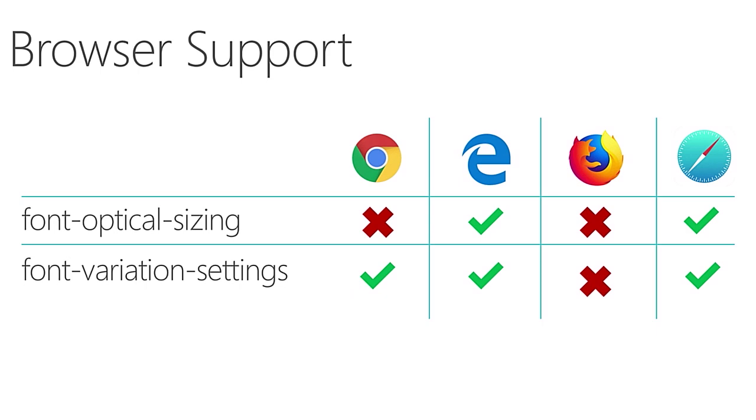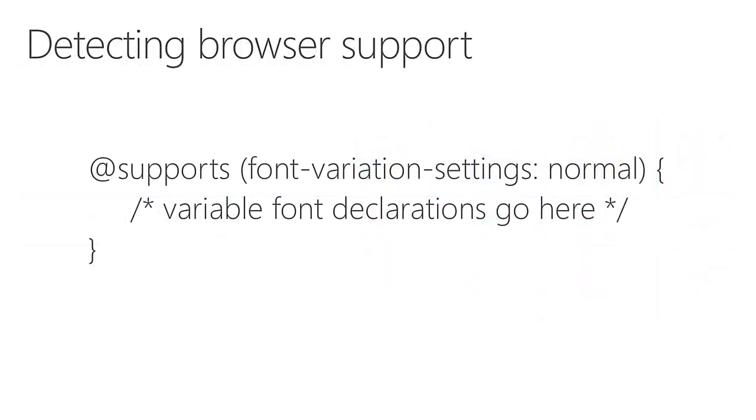So I believe, I'm not going to sign them up for any work, but I believe that by end of 2018, you should expect that they are supporting both of them. And that's really, really cool. The one question that came over and over and over when I was discussing this with different people is, well, how do I know as a web designer if your browser or my users' browsers are supporting this? Feature detection in CSS is done with @supports. You can test and see if font-variation-settings: normal, for example, is supported, and then you can add all of your variable font declarations in that body.